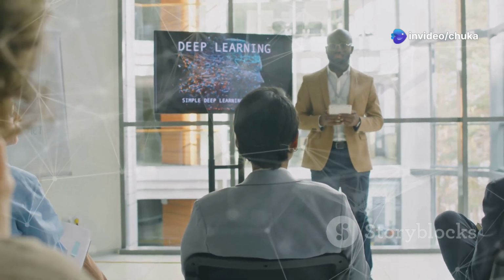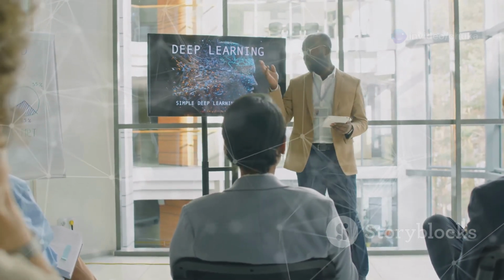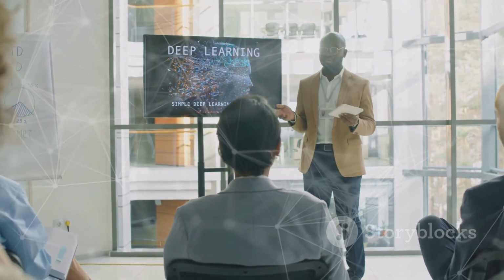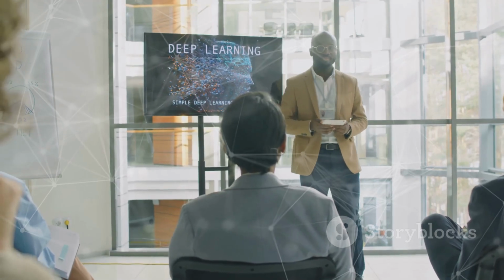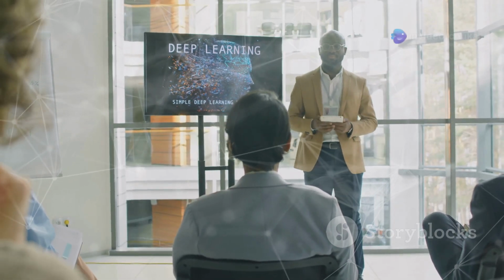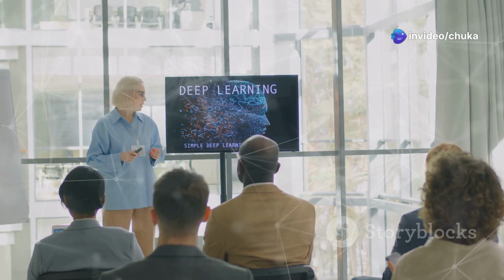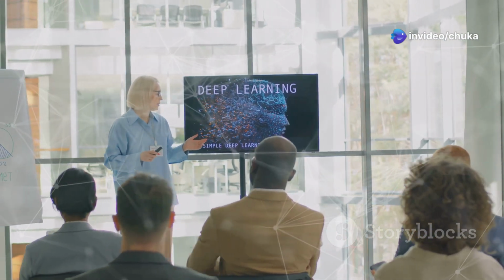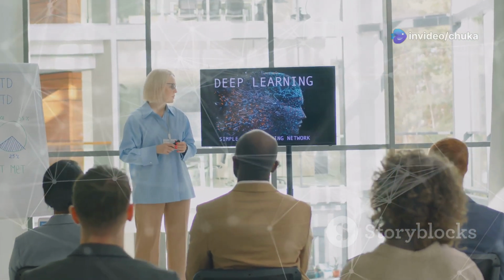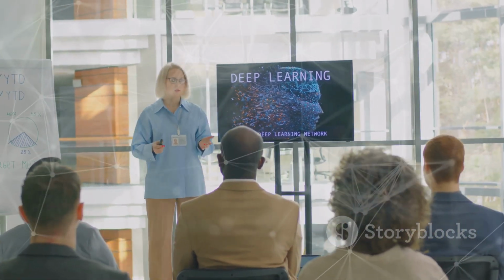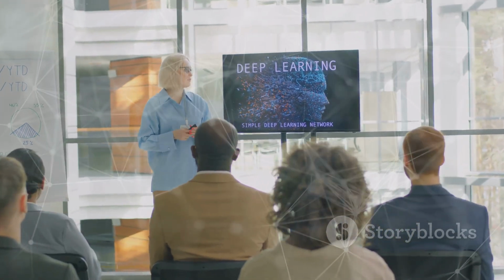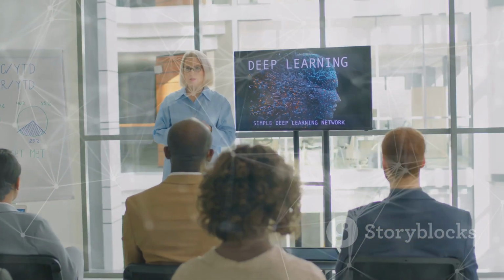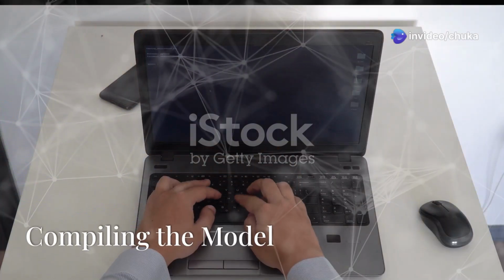Now let's define our neural network architecture. We'll use a simple sequential model with densely connected layers. model = models.Sequential([layers.Flatten(input_shape=(28, 28)), layers.Dense(128, activation='relu'), layers.Dropout(0.2), layers.Dense(10, activation='softmax')]).